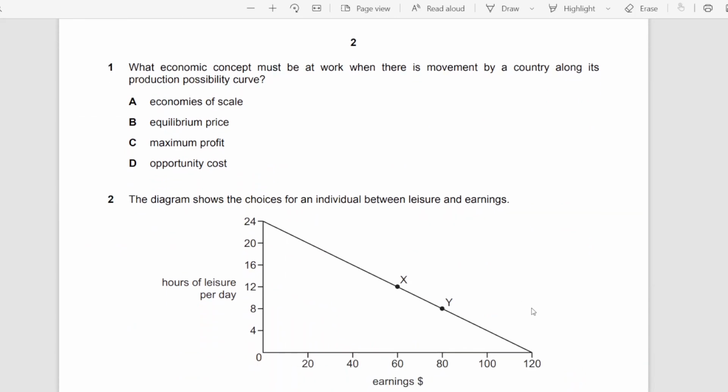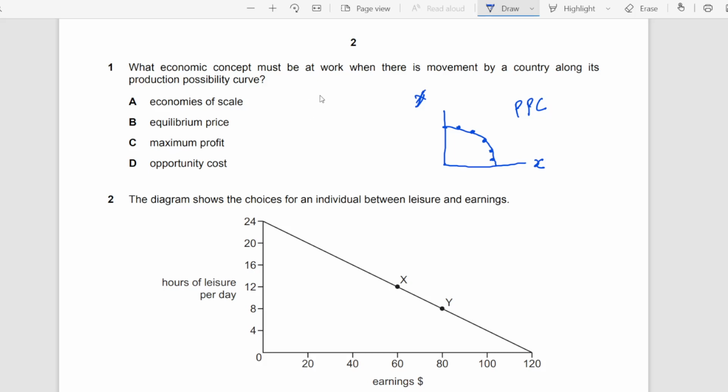First question: what economic concept must be at work when there's a movement by a country along its production possibility curve? For those of you who don't know what a PPC is, just focus here. Usually there are two products on the x-axis and y-axis, and the PPC diagram shows the different combinations of these two goods that you can possibly produce. That's why we call it PPC, production possibility curve, right?